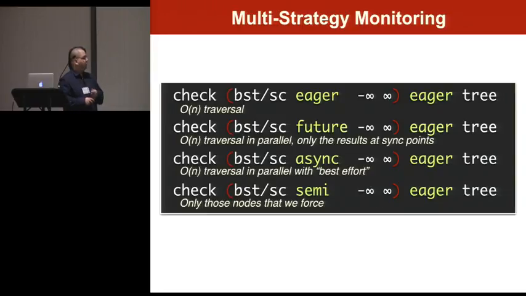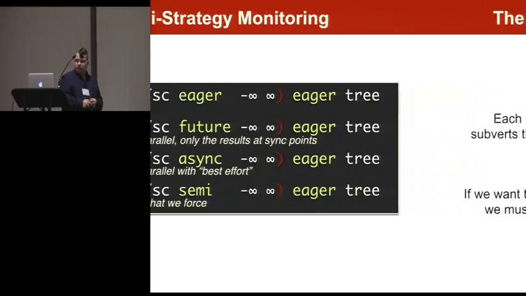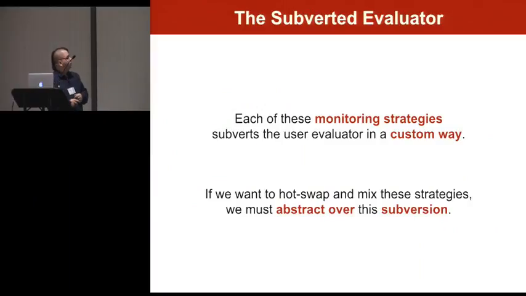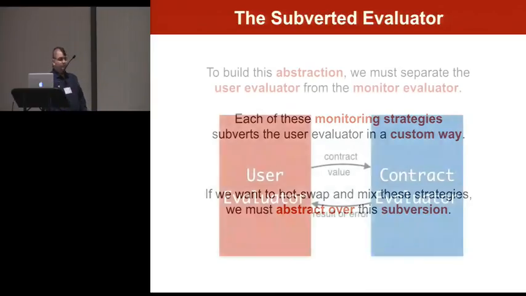With asynchronous, we'll just start this operation concurrently, and if it finishes, it finishes, and if it doesn't, the program seemed to go okay anyway. And finally, with semi-eager, we'll only get the nodes that we force. So the thing is that each of these monitoring strategies subverts the evaluator, right? It's doing something that changes how the program works by putting a contract on it. And if we want to be able to change these in and out, we have to sort of play this game of subversion in a more formalized, abstract way.